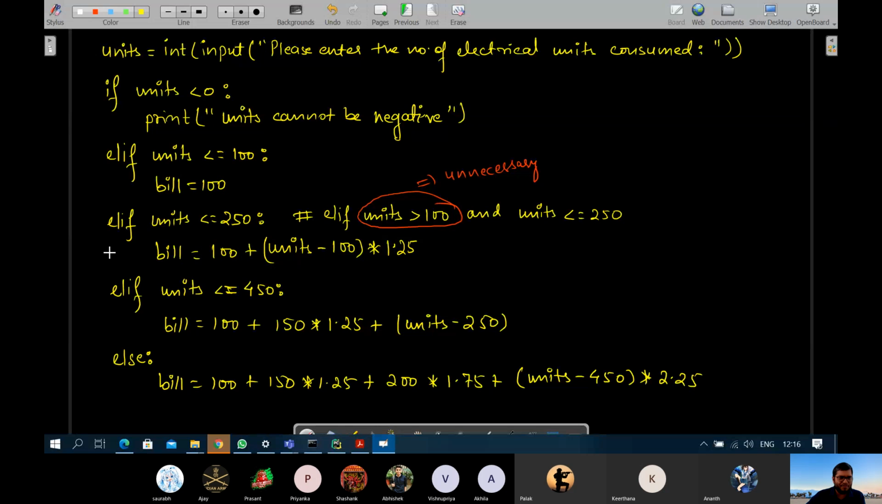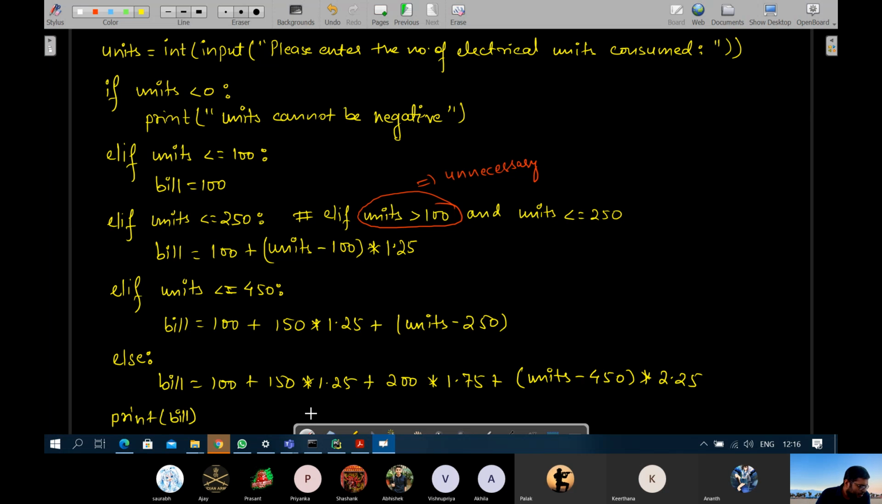In the same line of if else, you will write print, that is outside this structure. Outside this structure, you will write print bill. Is it clear?